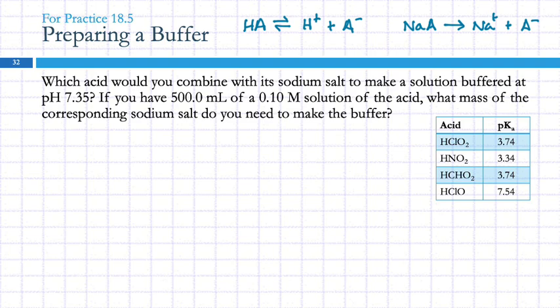The one that's closest, its pKa is closest to the pH. Which one is that? The last one, right? They didn't make us struggle too hard on that. The first ones are all 3 something, and this is 7, and we want 7.35. So that's our choice. Okay?